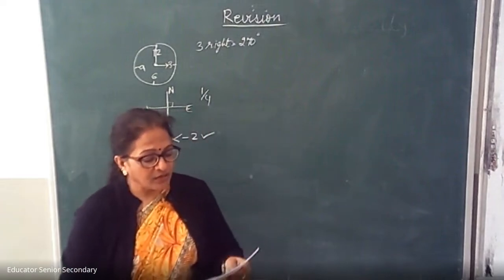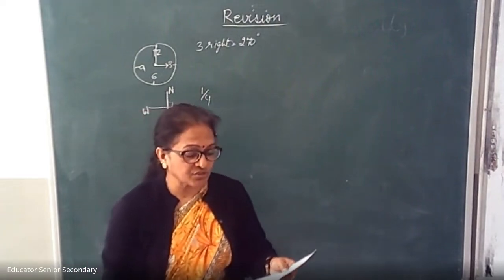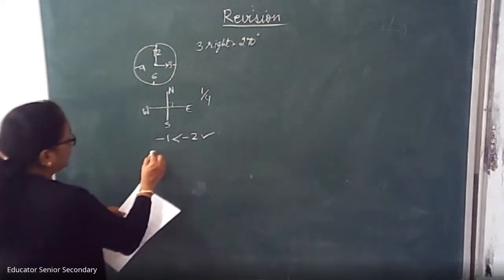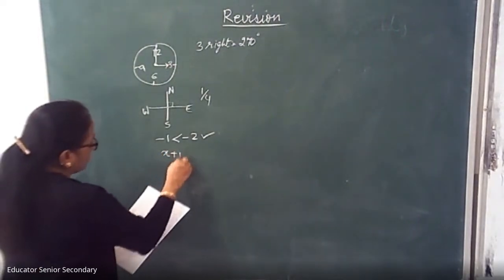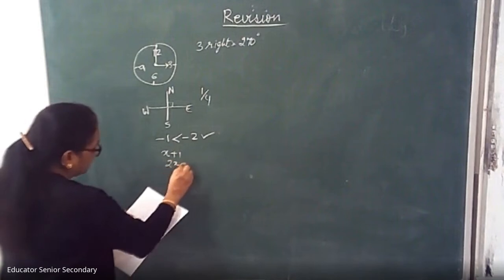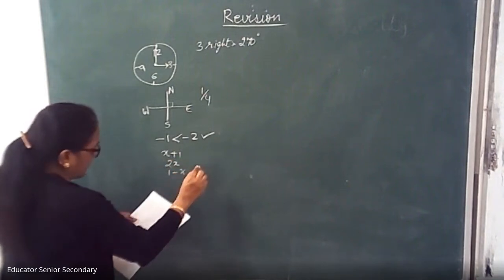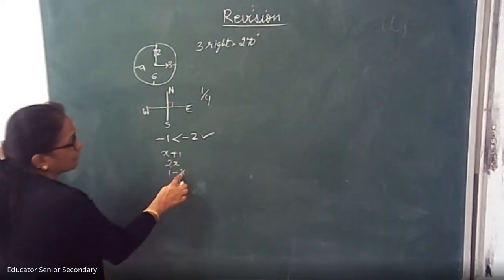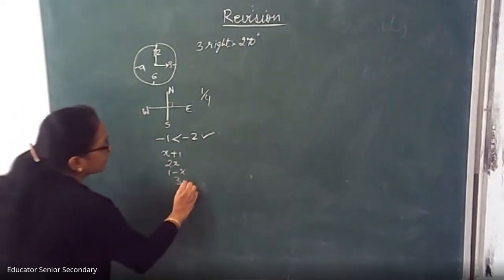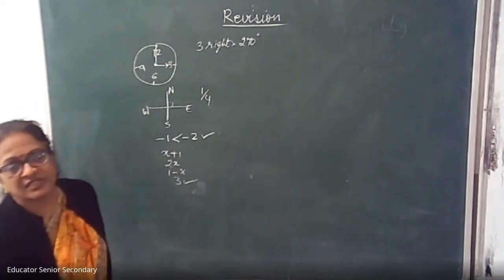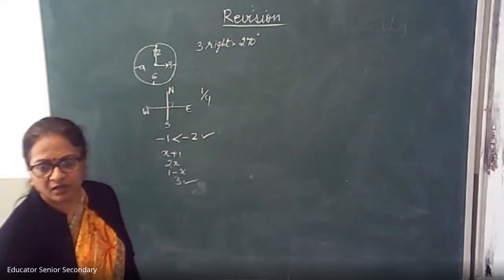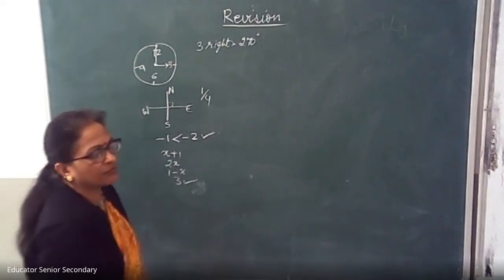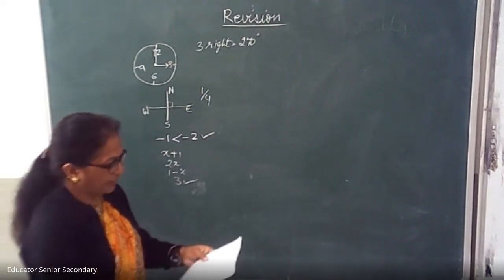Okay, next is, which of the following is an expression with numbers only? There are no variables in it. The options given are x plus 1, 2x, 1 minus x, and 3. Now, this has a variable, this has a variable, and this has a variable. This is the only option having just one term, and that too a constant. So the correct option out of the four given is 3.